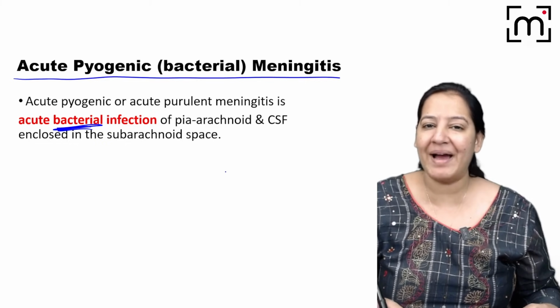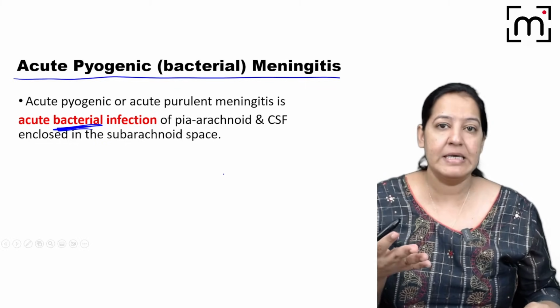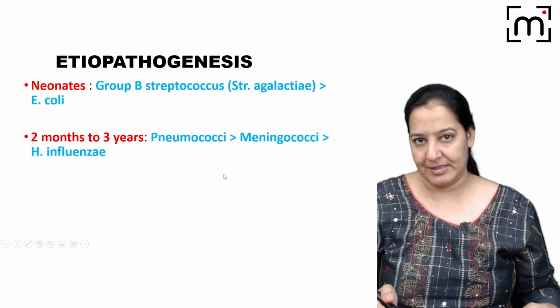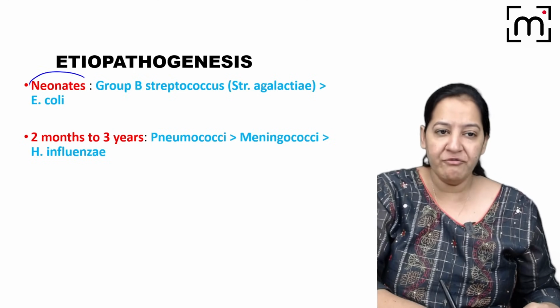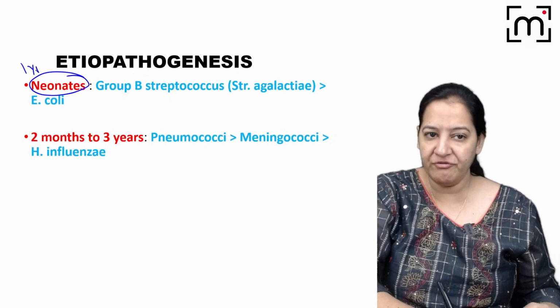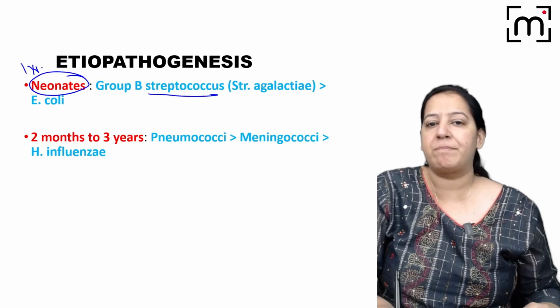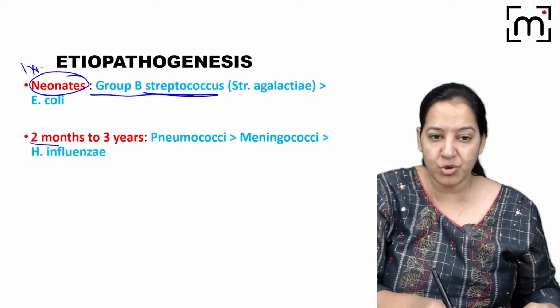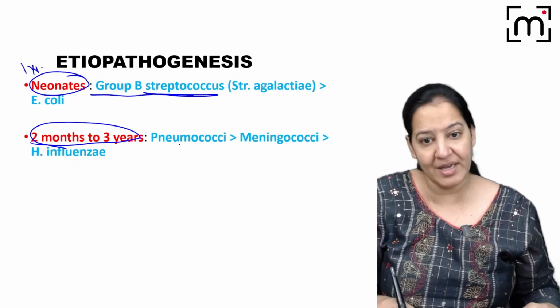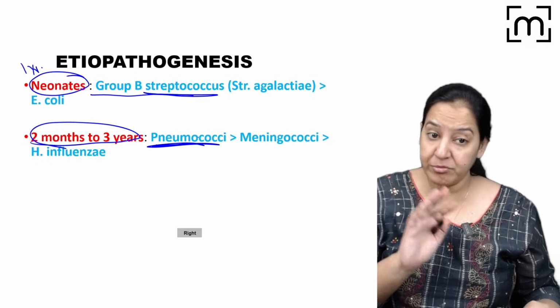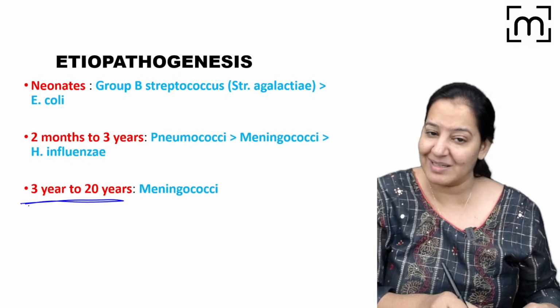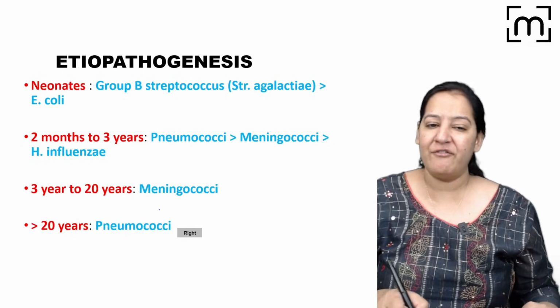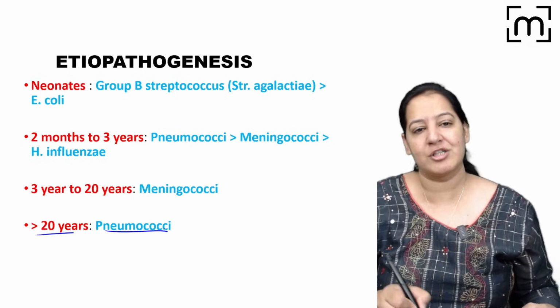So can you name the bacteria? Which bacteria causes it? It depends on the age of the person. Up to 1 year of age, it is caused by group B Streptococcus bacteria. From 2 months to 3 years, it is caused by Pneumococcus. From 3 years till 20 years, it is caused by Meningococcus. And from 20 years onwards, it is again caused by Pneumococcus.